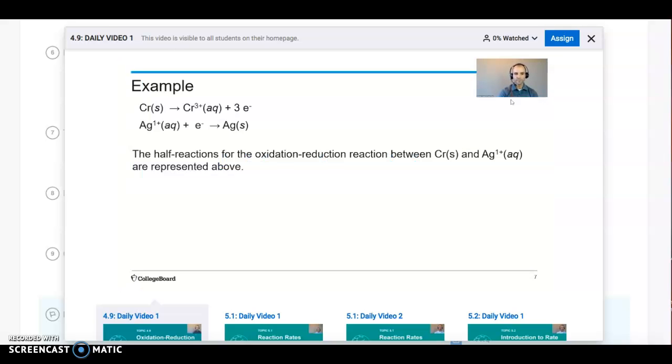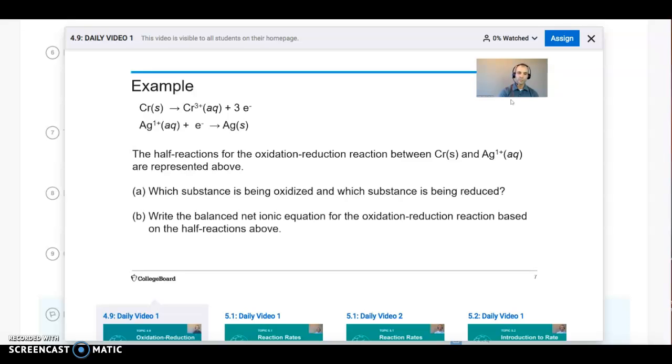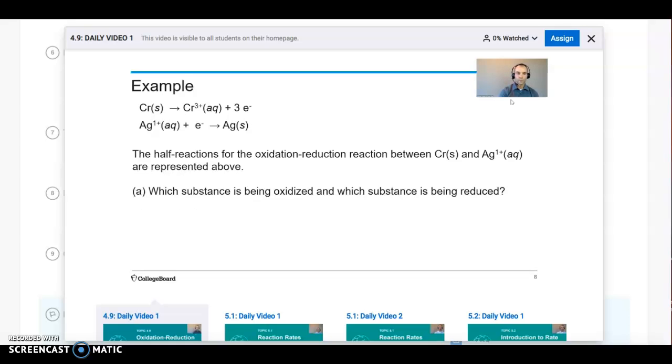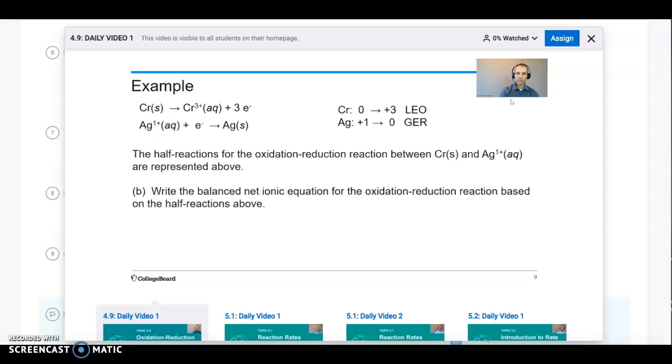Let's look at an example. The half reactions for the oxidation reduction reaction between chromium and silver plus 1 are represented above. We want to find out which substance is being oxidized and which is being reduced, and then write the balanced net ionic equation for this redox reaction based on the half reactions. First, we want to see that chromium is going from a 0 to a plus 3, and so it's being oxidized, and silver is going from a plus 1 to a 0, and it's being reduced. So now I know which substance is oxidized and reduced.